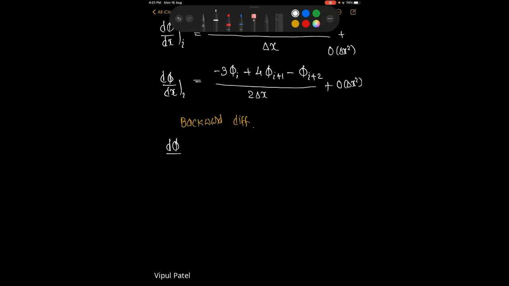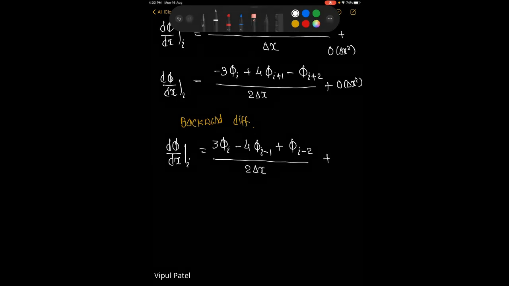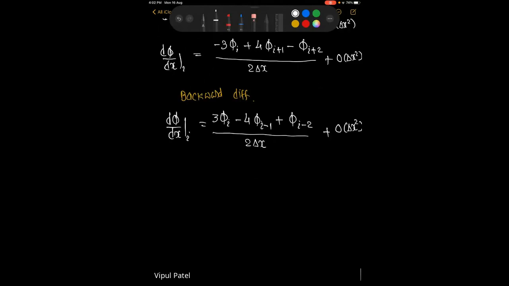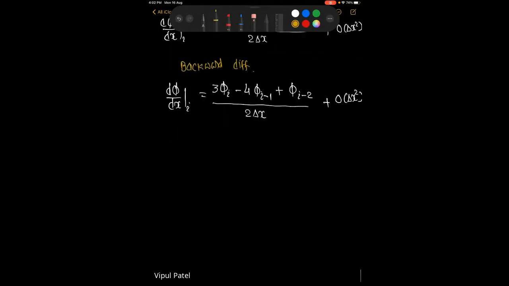So that is d phi by dx at any node I, equal to 3 phi I minus 4 phi I minus 1 plus phi I minus 2, divided by 2 delta x, and this scheme is also second order accurate. And the other second order accurate scheme we already know is nothing but the central difference scheme, which we have already derived. I'm just writing it for the sake of completeness.